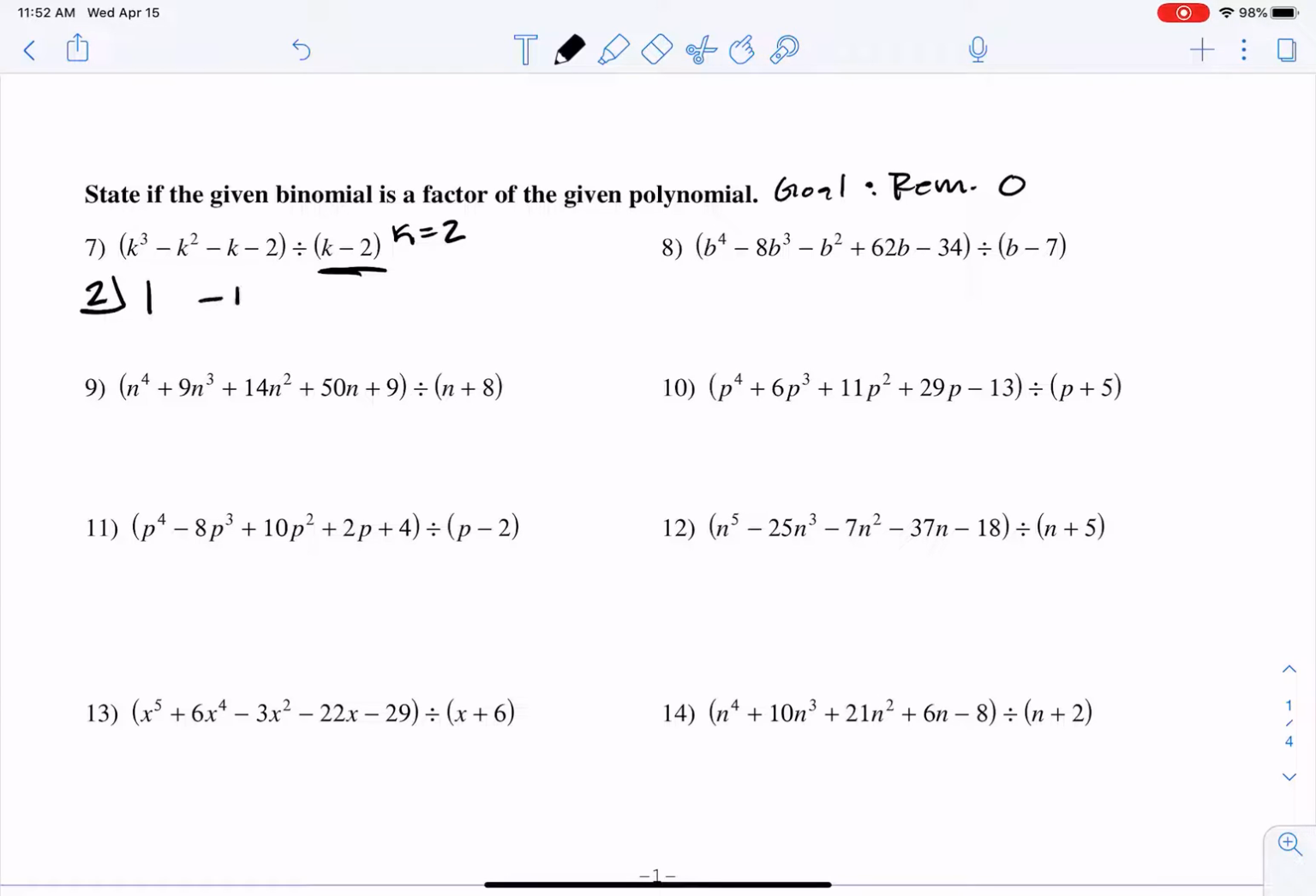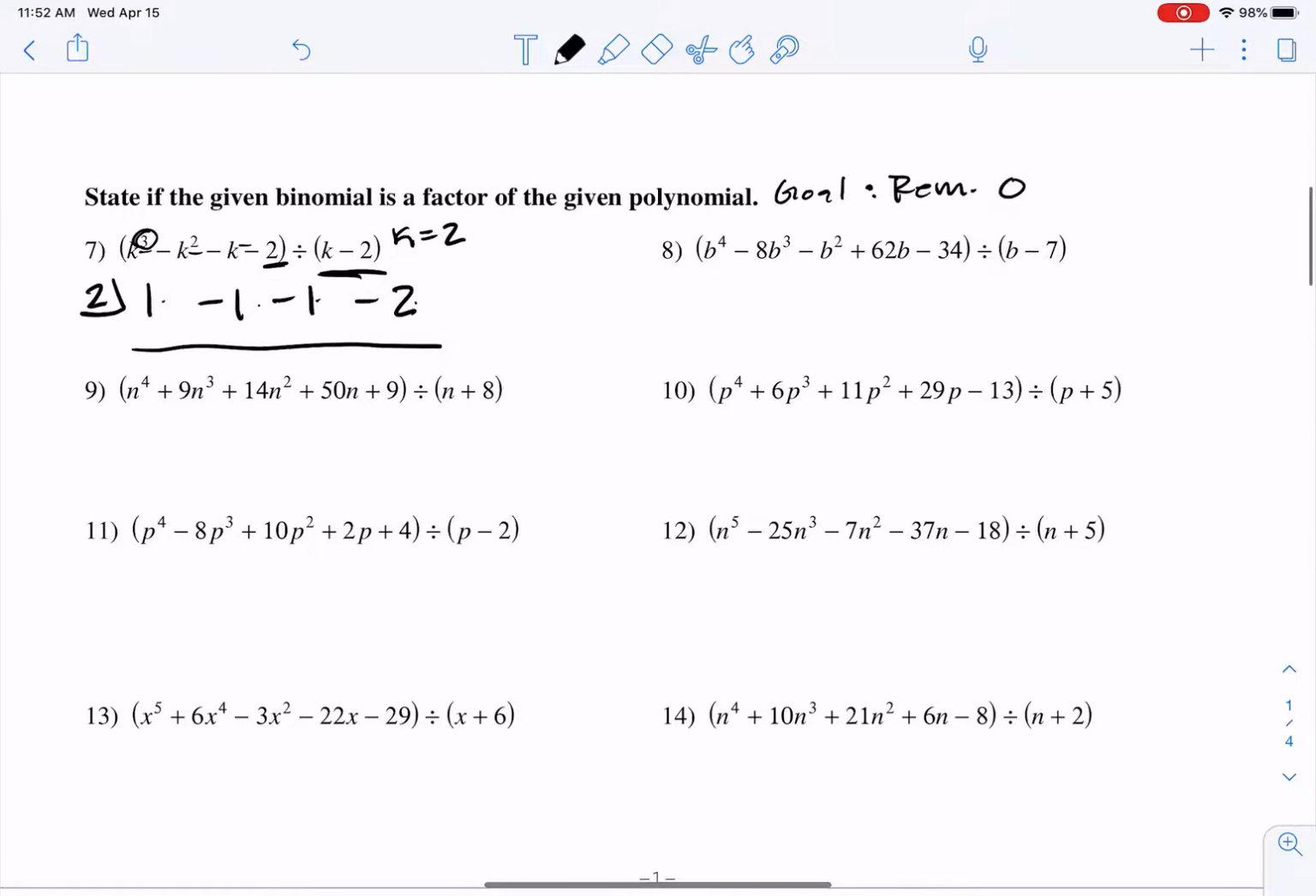So we have 1, -1, -1, -2, no placeholders needed because we start from 3, go down to 2, 1, and then our constant term. That's exactly what we expect to see. So again, if we have a degree 3, you should have 4 terms up here. If you have a degree 4, you should have 5 terms up here, and so on and so forth.